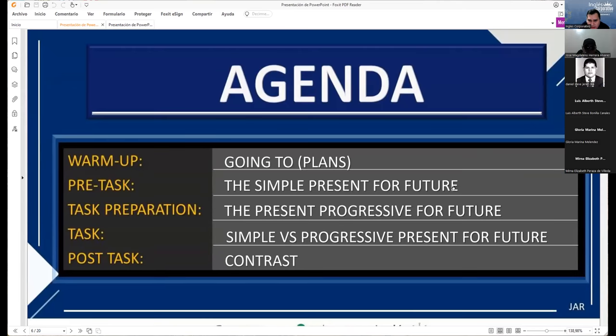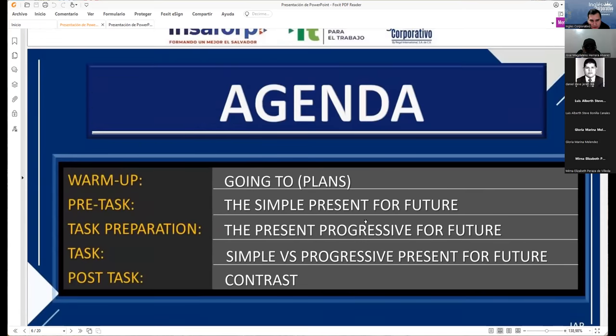In the agenda, we're going to start with going to for plans, the simple present for future, the present progressive for future, and then simple versus progressive present for future. And then we're going to make a contrast. Okay, so this is in the agenda.